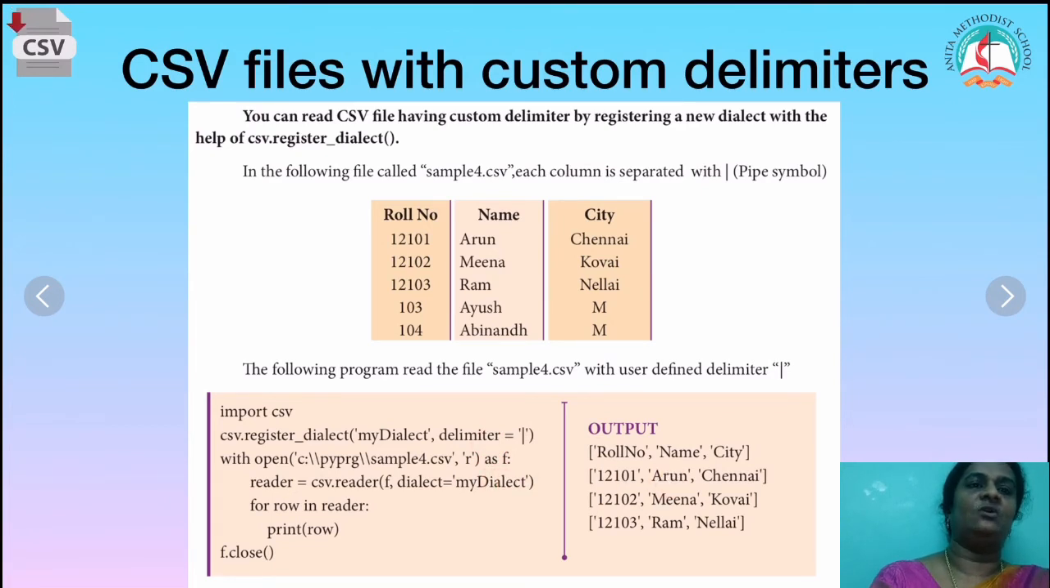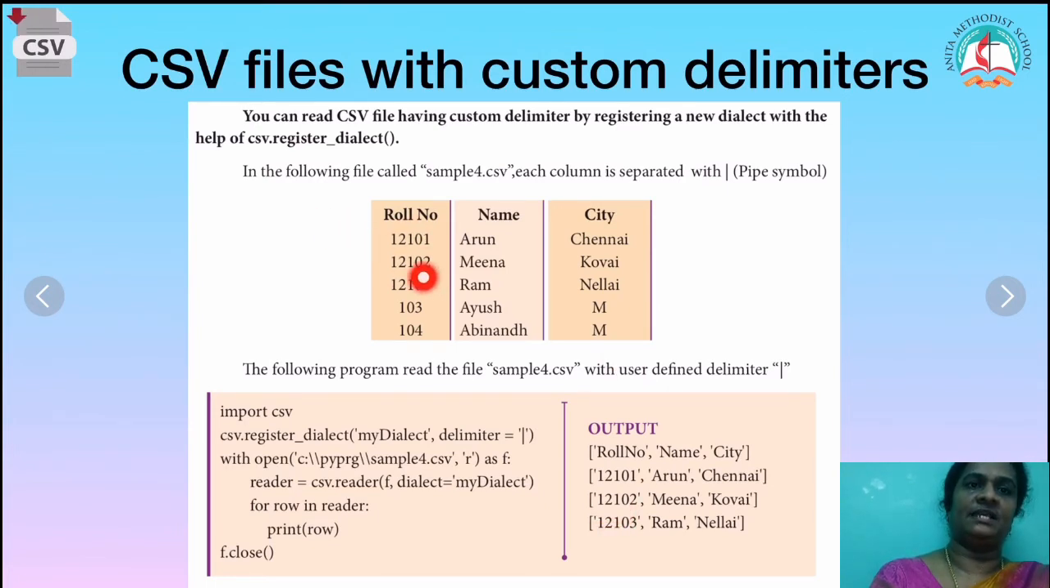Correct. See the output. Even though they are using the pipe symbol, what they are doing here, f is given. This whole thing is the path where the file is located, the navigation path. Reader, csv.reader, f comma dialect is equal to my dialect, for row in reader, print row. And then we are closing it. The output is given over here with the help of a pipe symbol. Even though we are giving a pipe symbol, what will happen? It is ignoring it and giving all the data, whatever is printed over here.